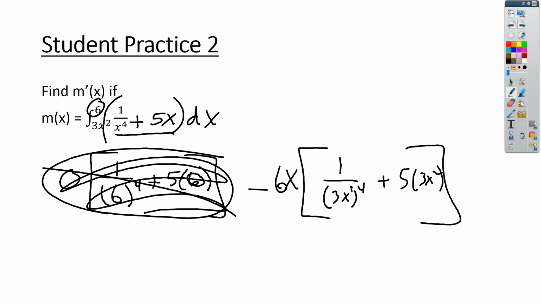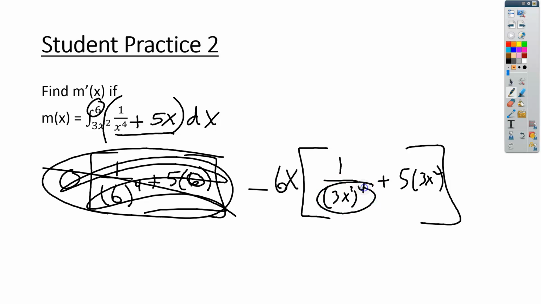Now, a lot of you left it like that, and that's fine. But I doubt they would leave it like that in a multiple choice test, and I've never seen something like this on an FRQ. I have seen them on multiple choice, though. So this is more of a multiple choice thing, and you want to know how to simplify it if you can.